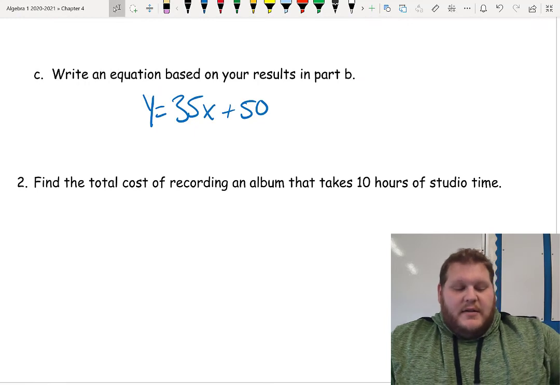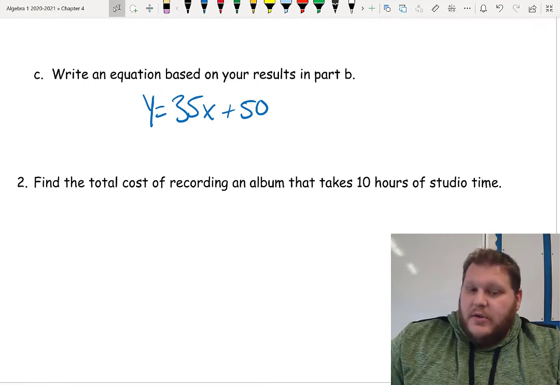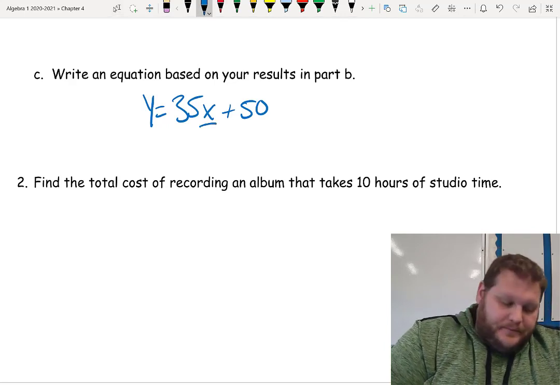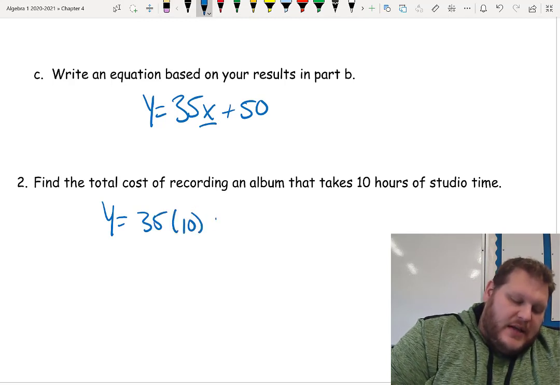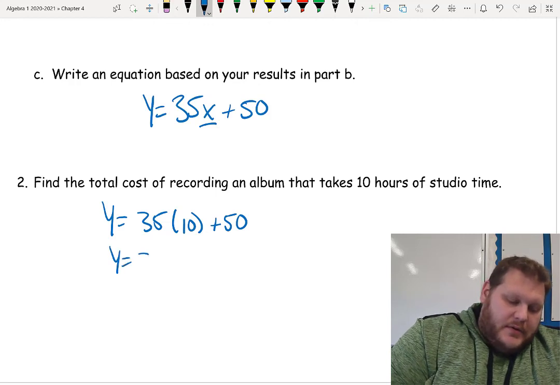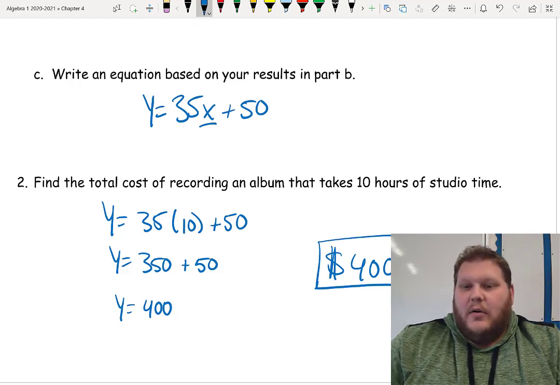Now they're asking us to find the total cost of recording an album that takes 10 hours of studio time, which, if x represents our hours, y equals 35 times 10 plus 50 gives me y equals 350 plus 50, so 400. $400 to record that album that takes 10 hours to do.